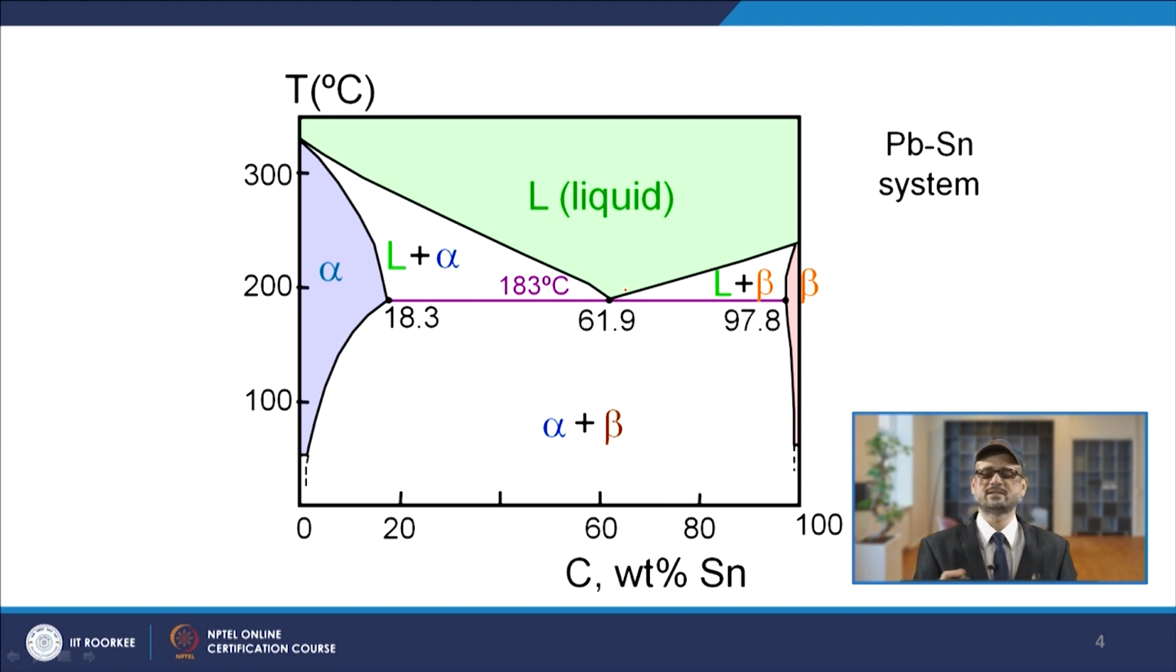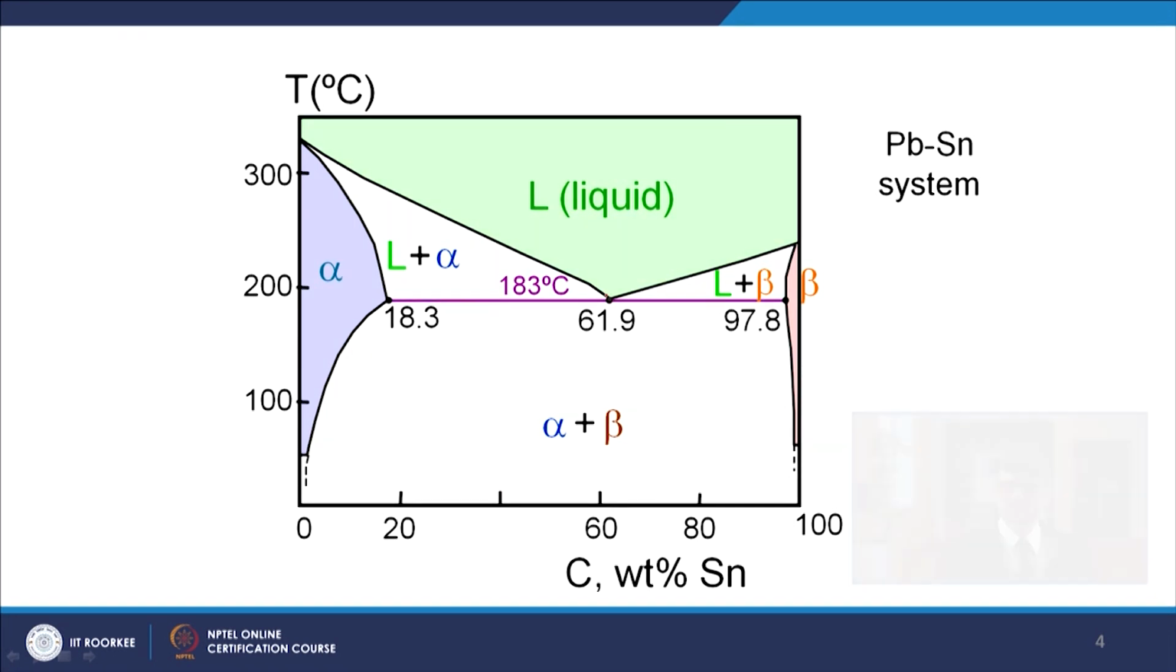We know that this PbSn eutectic is normally used for soldering applications. Now, what we see is that in this case, if you have this composition, it will have the solidification at this point itself, just like a pure metal, and that will give you this alpha plus beta phase for this particular composition.